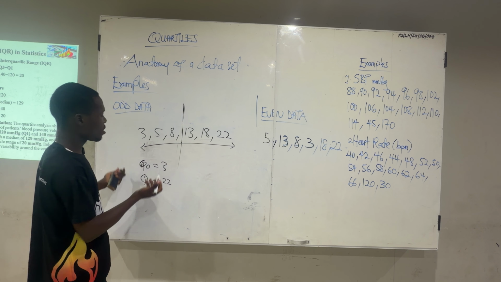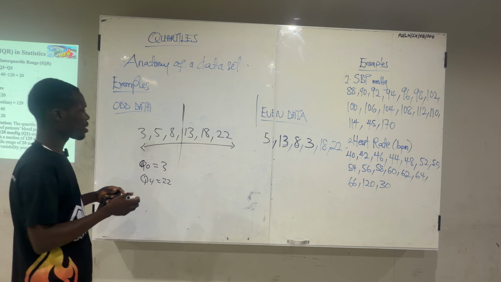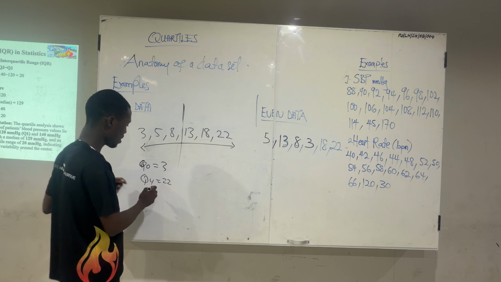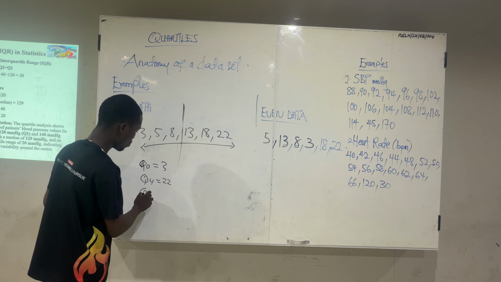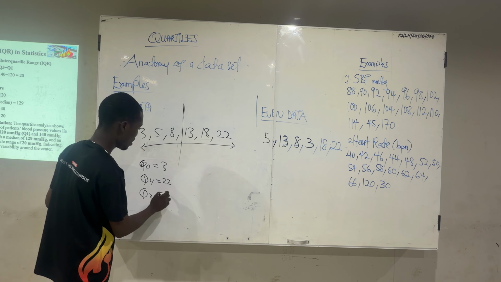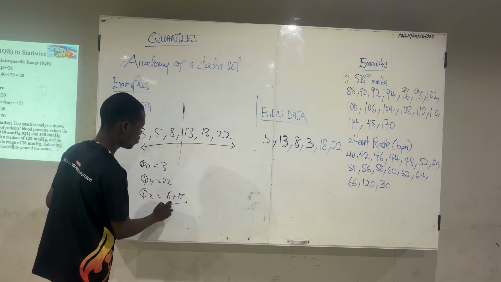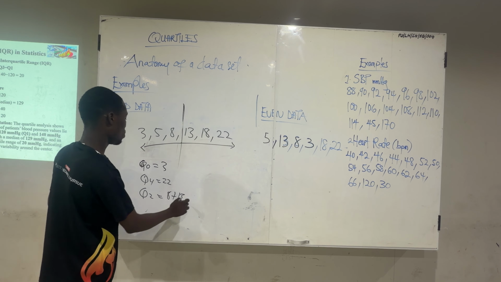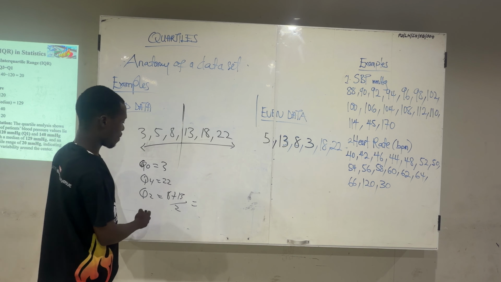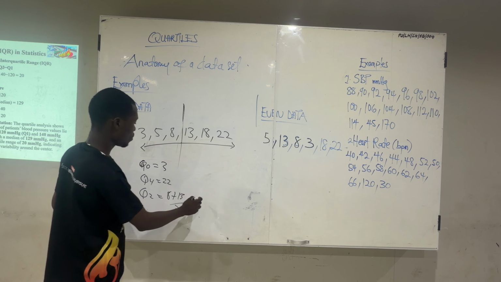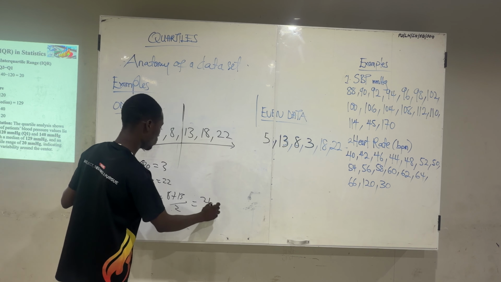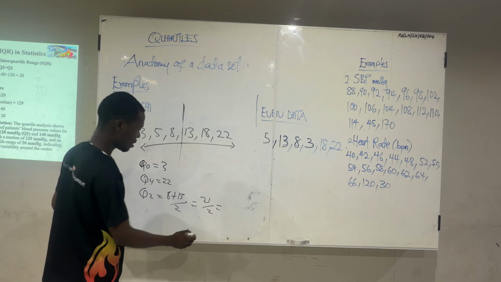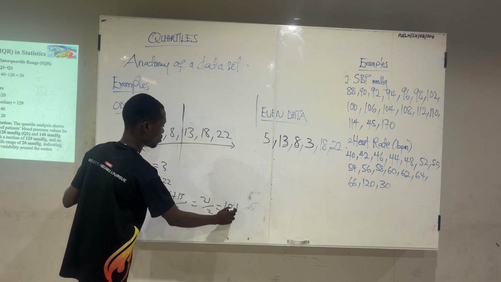Now we can easily solve for our Q2. The Q2 is the same as the median. So in that case, the Q2 is going to be 8 plus 13 over 2, which is 21 over 2, and that will give us 10.5.